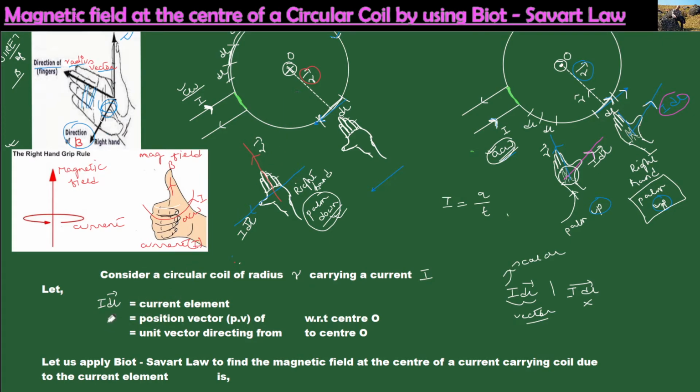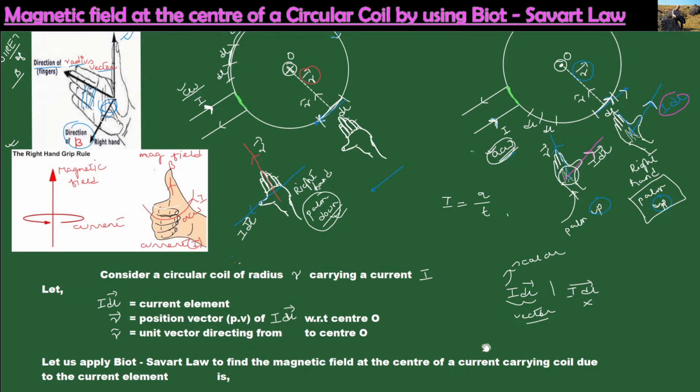And r bar is our position vector of the current element I dl with respect to the center O of the coil. Then r cap is the unit vector. The direction of r bar is always directed from the current element to the center O of the coil. So that will be the direction of our r cap.